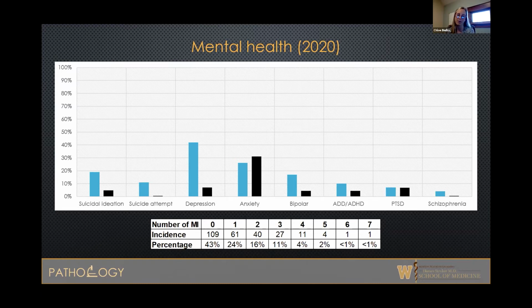A lot of times we're not able to get any mental health records. So I'm from Grand Rapids, so we can't get like Pine Rest health records, for example. And so I think that some of this is underreported.